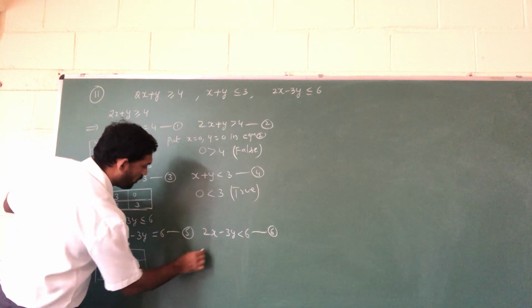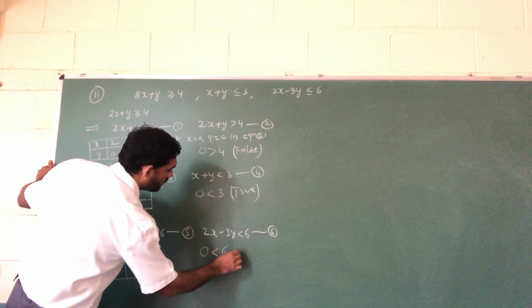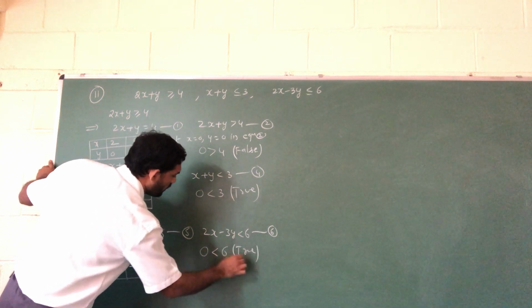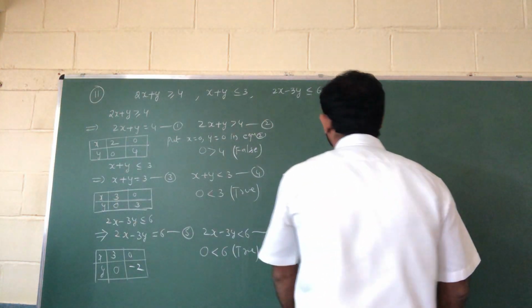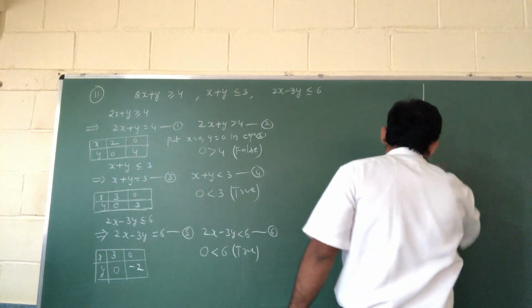So x equal to 0, y is equal to 0 means 0 less than 6. This is true. Now take the graph. Listen carefully.